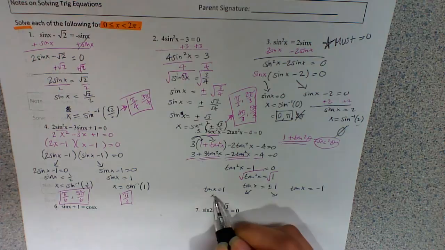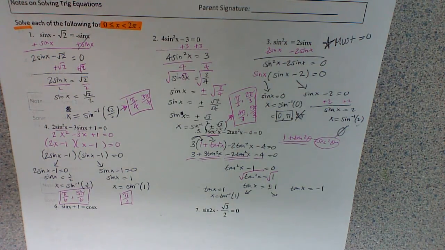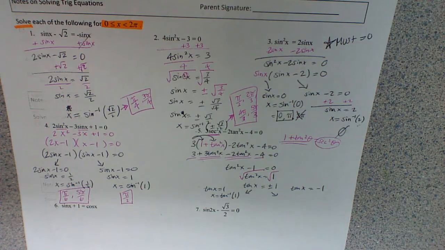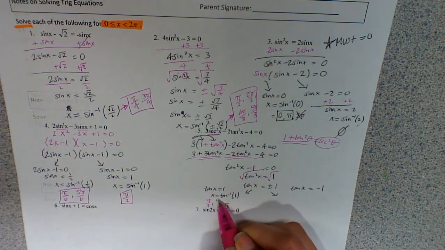So really, I'm solving for where tan is a positive 1. So tan inverse of 1, and that is only in the first and third quadrants. So here your answers are pi over 4 and 5 pi over 4.